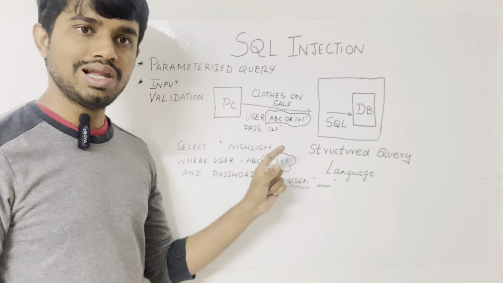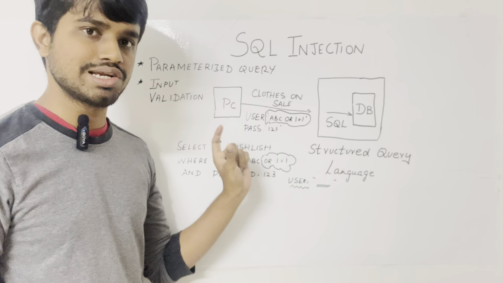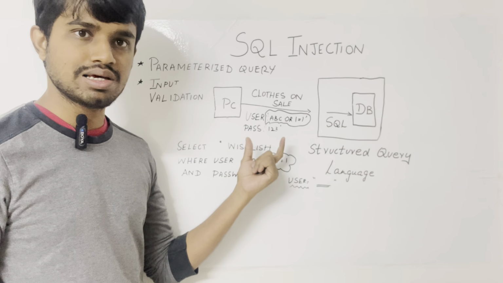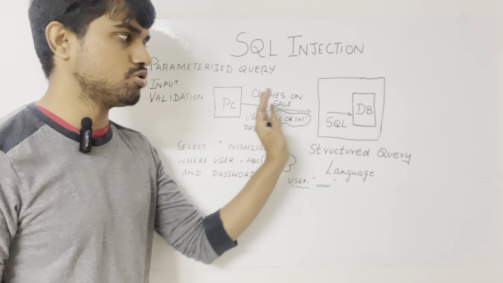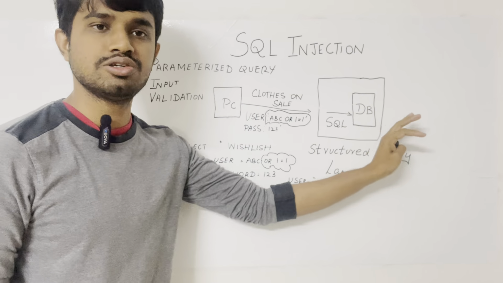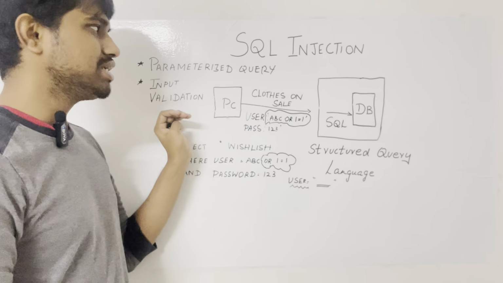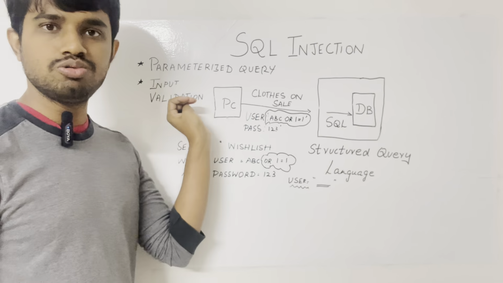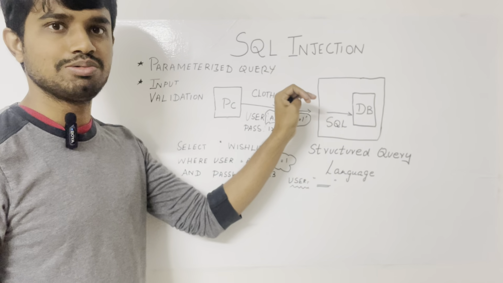Keep it simple and validate it strictly. If something else is coming, reject it there itself, not even send this call to the database. So these are the two main ways that they protect their system from SQL injection.